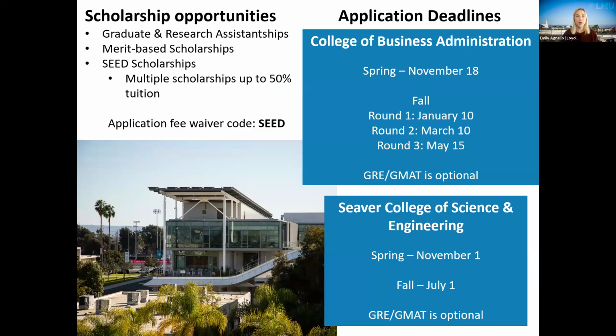A little bit about scholarship opportunities. We do have graduate research and teaching assistantships available at LMU. Once you're admitted, you can reach out to your department and they'll typically help connect you with different labs you might be interested in working in, or all of our graduate assistantships are posted on our student jobs page that you have access to once you're admitted. We do offer merit-based scholarships. These are scholarships offered to you at the time of admission, based off the strength of your application.